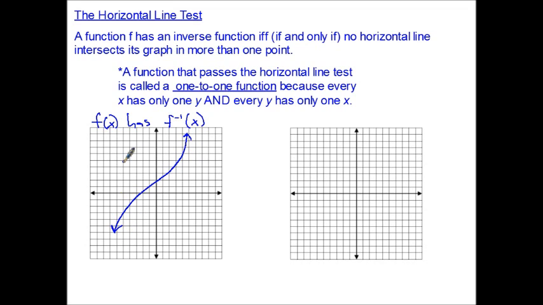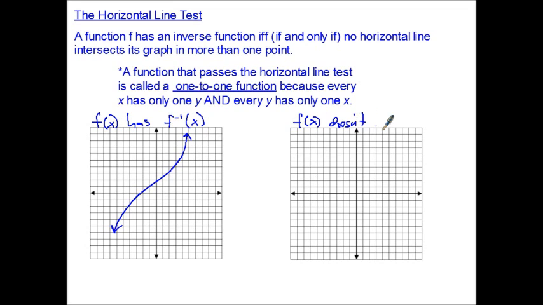So I passed the vertical line test here, so I know I have a function, and then additionally I passed the horizontal line test. So if I kind of imagine a bunch of horizontal lines, I never hit it more than once, so I know if I take the inverse of this thing, I will actually have something that does qualify as a function. Okay, so let's take a look at a non-example.